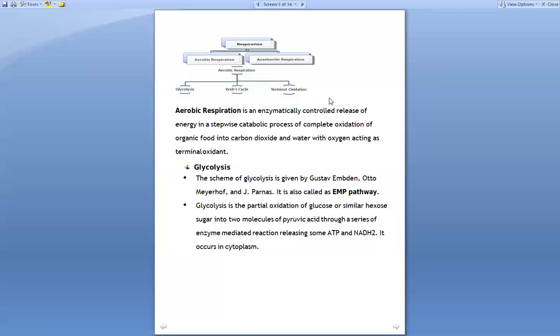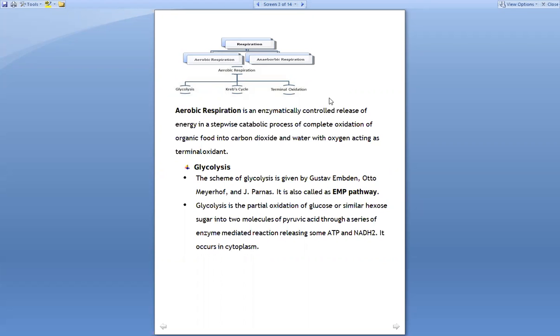Aerobic respiration is an enzymatically controlled release of energy in a stepwise catabolic process of complete oxidation of organic food into carbon dioxide and water with oxygen acting as terminal oxidant. Let's understand this definition term wise. Aerobic respiration is enzymatically controlled. That means this respiration is controlled by the enzymes, right? Where the release of energy takes place in a stepwise manner, right?